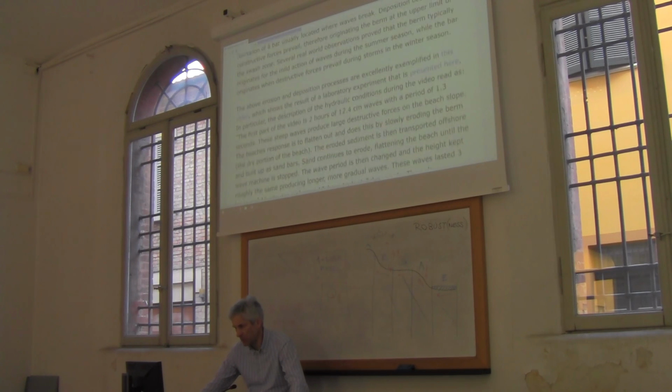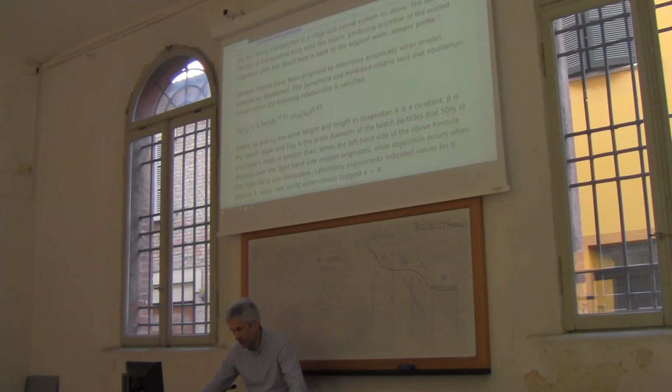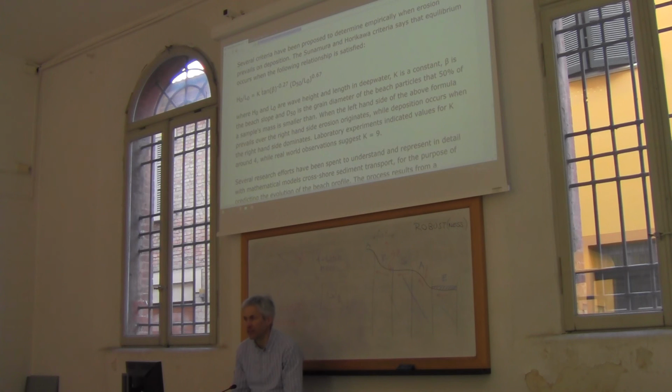Okay, and then let me see. Oh, I think it's okay. Now, here, let's go into the details. Several criteria have been proposed to determine empirically when erosion prevails in terms of cross-shore position. And this is a bit problematic because along shore, we developed a criteria based on physical reasoning. It's a balance of sediment. In this case, it's more difficult because we are talking about something that comes from offshore.